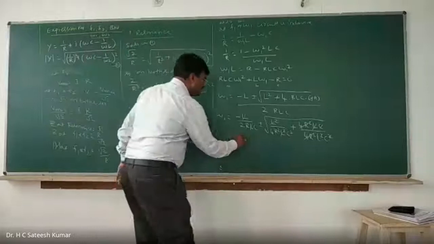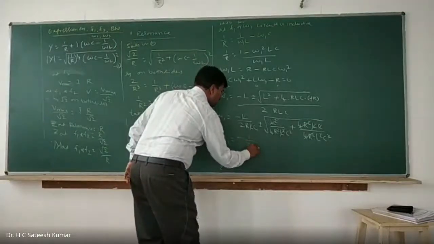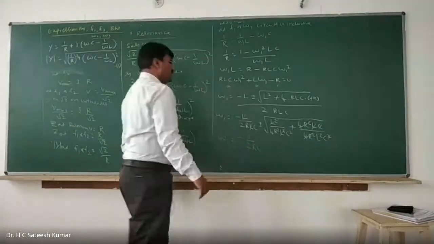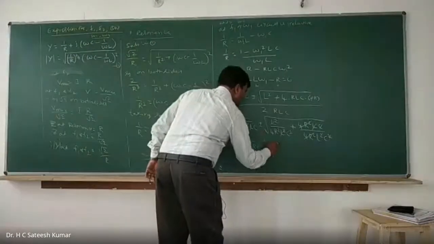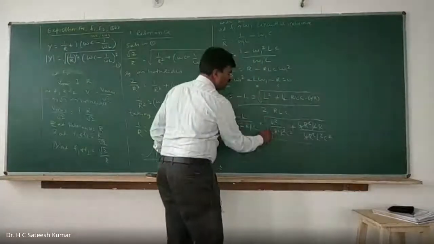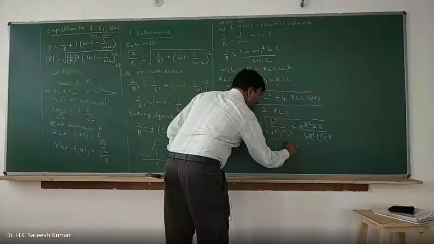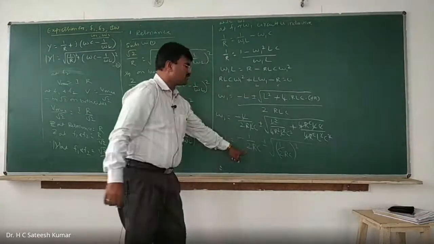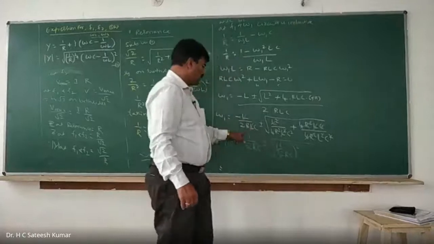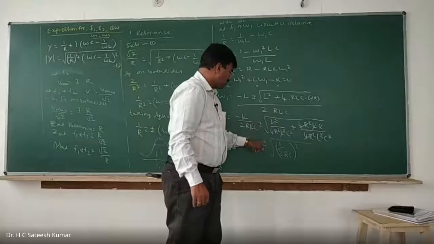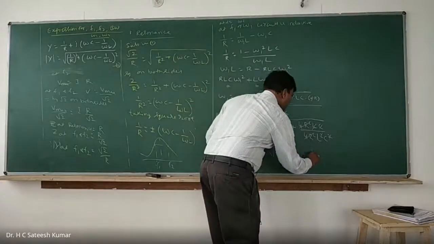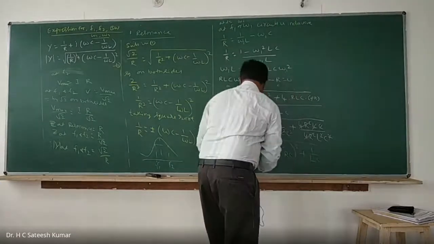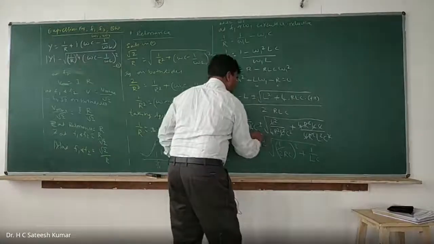will you get? Minus 1 by 2RC, minus 1 by 2RC plus or minus square root of 1 by 4R square C square, which can be written as 1 by 2RC whole square. Easy to remember because 1 by 2RC is here and also there. Same thing we repeat: 1 by 2RC plus or minus square root of 1 by 2RC whole square plus 1 by LC. So this is the expression for cutoff frequency.